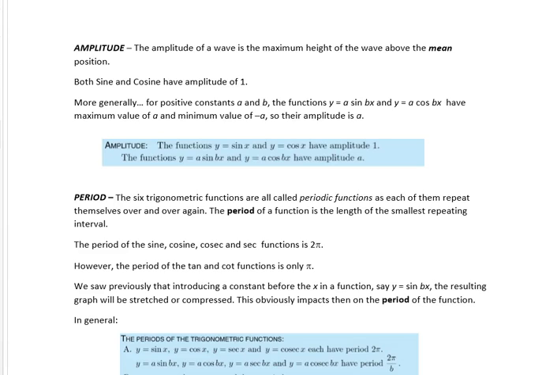This next section of the notes deals with the terminology that is associated with all trig graphs. So you need to be aware of the word amplitude and know that amplitude by definition is the maximum distance from the mean position or the middle of the wave.